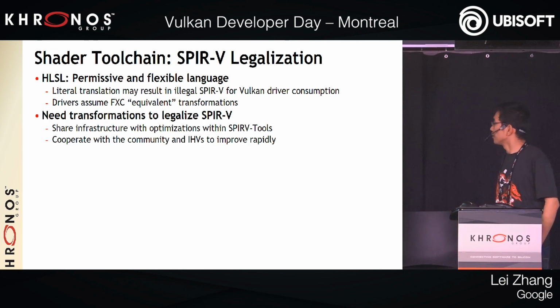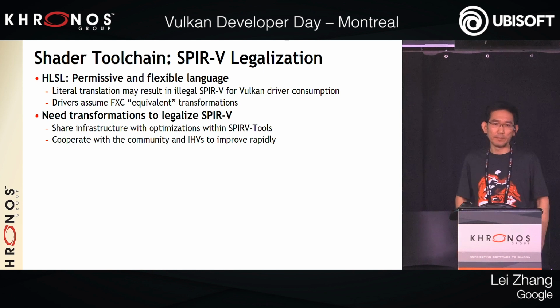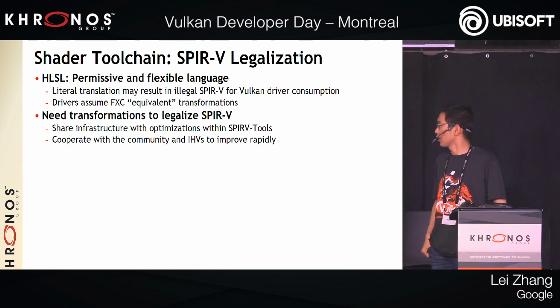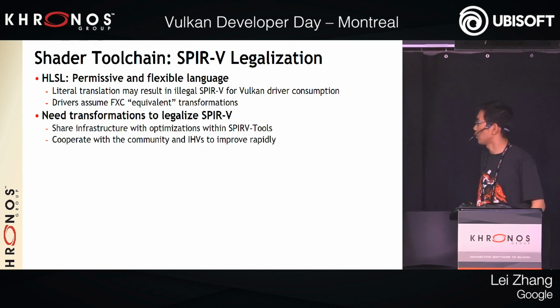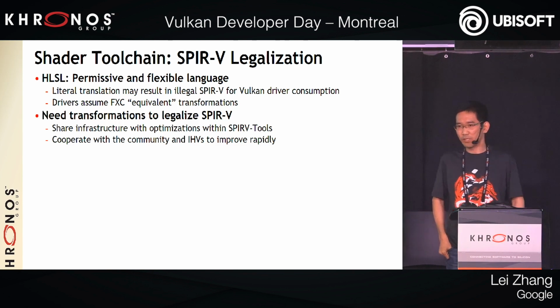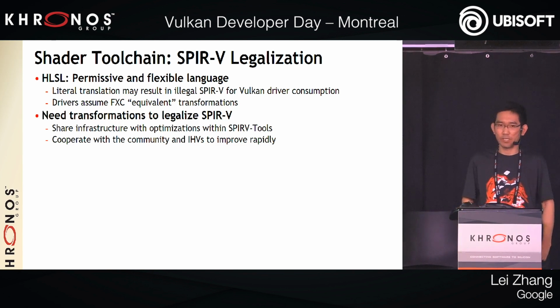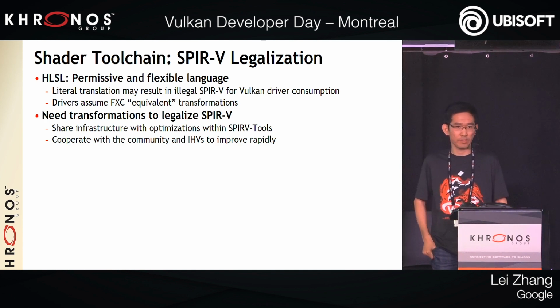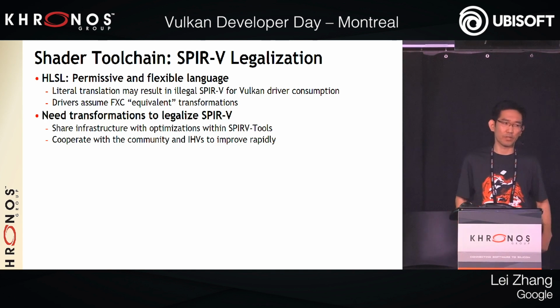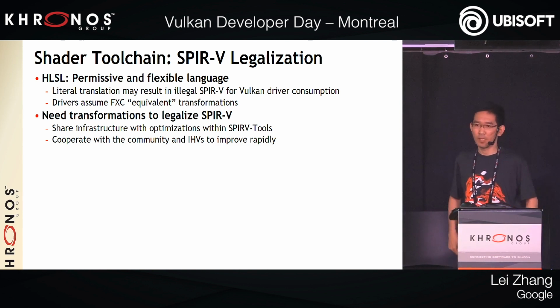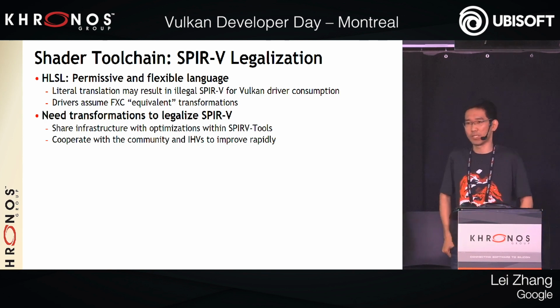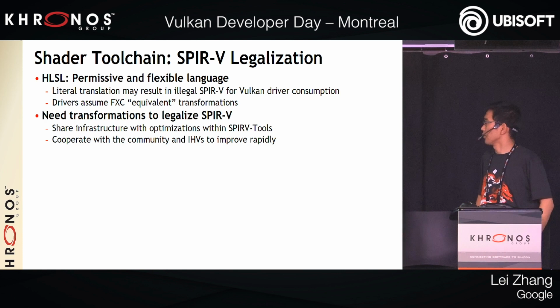So about legalization. As said before, legalization is a must for certain HLSL workloads. This is because HLSL is a fairly permissive and flexible language. You can be very creative when writing your source code, like grouping resources into structs or structs of structs, passing those structs into various functions, and then using getter functions to retrieve struct fields when actually doing operations on the resources. Basically, all that kind of C++ object-oriented-ish stuff. And these code patterns, if you translate them literally, will generate SPIR-V that is illegal for Vulkan consumption.